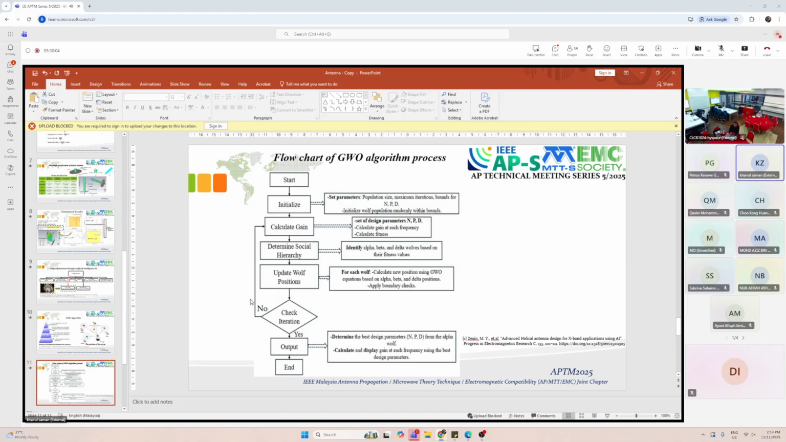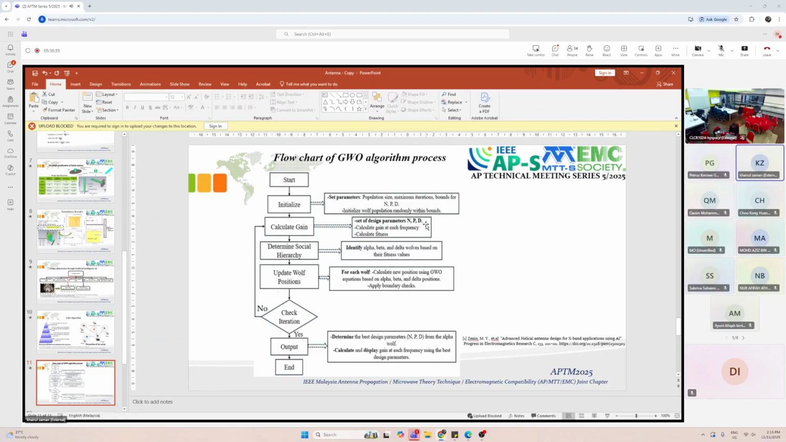But by using the GWO algorithm, it is different. In the GWO algorithm, when we write the code, we will mention which parameter we need to optimize. As we can see, here is the N, B, and D. Then we will choose what parameter of the antenna is our target. For example, for our antenna here, we are trying to enhance the gain.